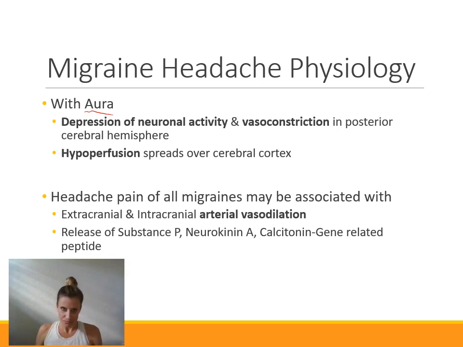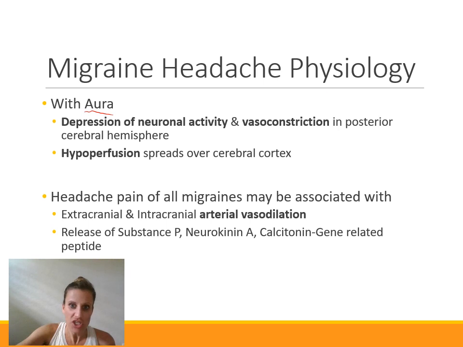Now, when we look at the aura, again, the most common prodromal symptom that we'll see is going to be the visual disturbances, and that will occur about a half an hour before the actual headache occurs. If a patient experiences an aura before a headache, that right there is enough for a diagnosis of a migraine because it's not associated with other types of headaches.